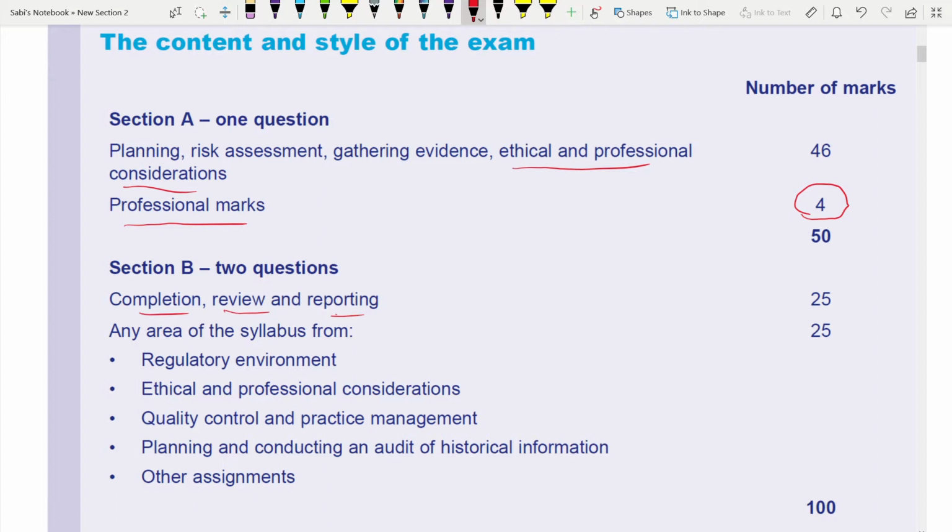Section B can come from any of these areas. It could come from the regulatory environment. Ethical and professional considerations can come here as well in section B. Quality control and practice management. Then planning and conducting an audit of historical information and other assignments. So any of these areas can be tested, which shows that you have to go through all of them and learn all of them. You have to be a pro.